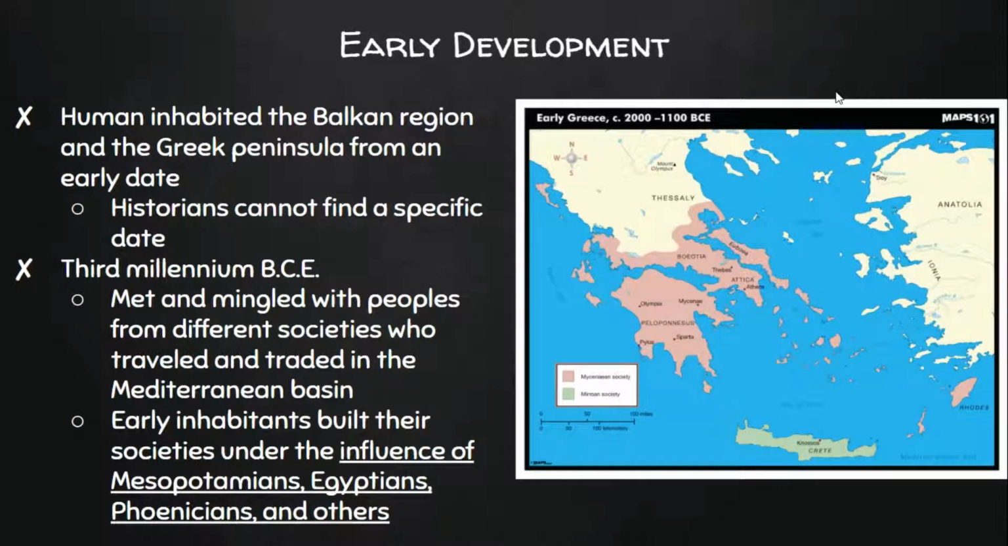Humans inhabited this Balkan Mediterranean region from an extremely early date, but historians can't really specify what that date is because we don't have the records for it. But by the 3rd millennium BCE, a lot of these individuals were meeting with one another from different societies. They were traveling and trading all over the Mediterranean basin. And the early inhabitants built their societies under the influence of Mesopotamians, Egyptians, Phoenicians, and others who were in the area.